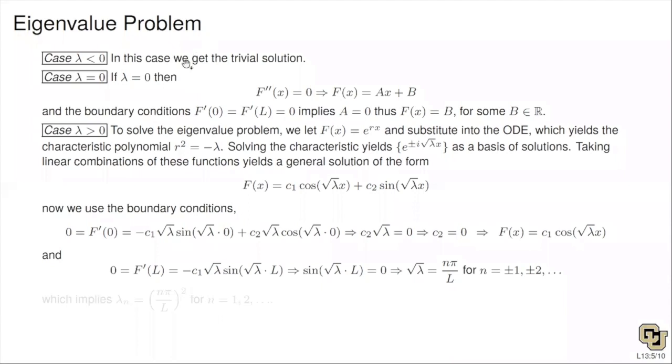But remember, sine is an odd function. So sine of negative n is minus sine of n. What does that mean? It means that these are scalar multiples of each other, so they're linearly dependent. We don't need both. You can take one or the other. So I'm just going to keep the positive values of n.